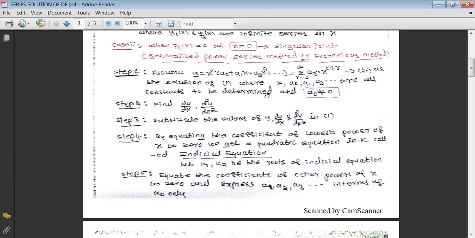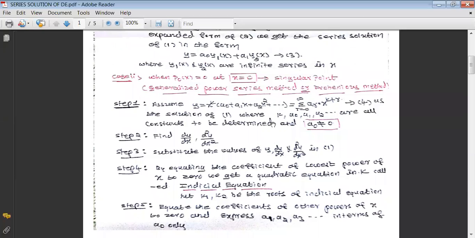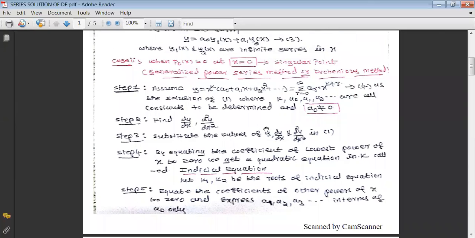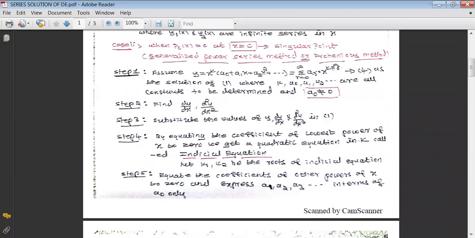These are the three steps that we usually follow, similar to the first method, that is the power series method. Now in the second method, that is the Frobenius method or generalized power series method, step 4 is somewhat different from the first case. Here, we have to equate the coefficient of the lowest power of x to 0.